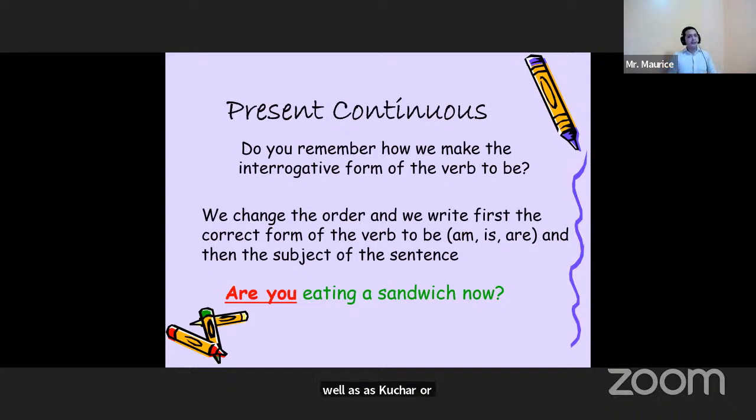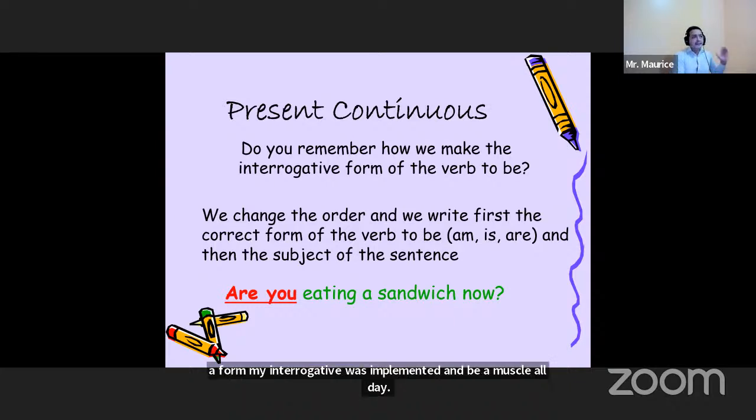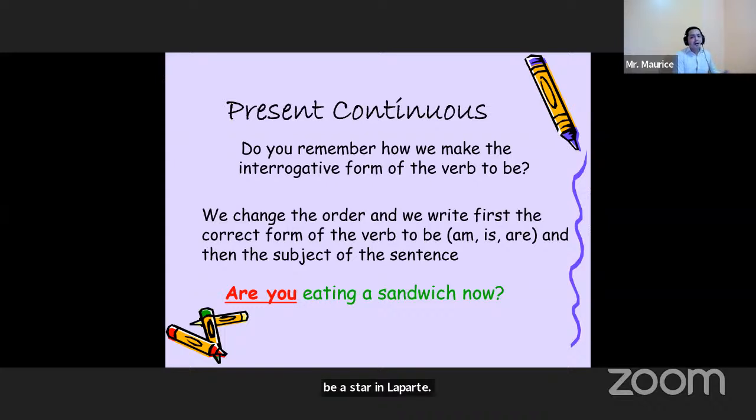Ok, correcto. Para transformar una oración en la forma interrogativa simplemente cambiamos el orden. Como usted observa en esta oración, el verbo to be está en la parte inicial. Are you eating a sandwich now? Esta es una forma interrogativa. Tenemos el verbo to be al inicio y al final, el símbolo de interrogación. En inglés, esto lo conocemos como the question mark. Are you eating a sandwich now? ¿Estás comiendo un sándwich ahora? Are you eating a sandwich now? You see? Okay.